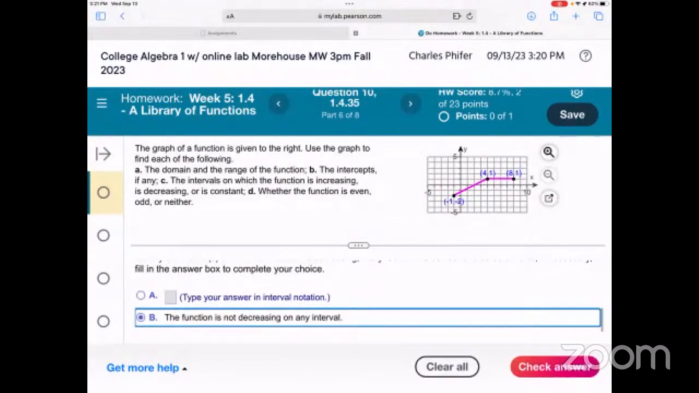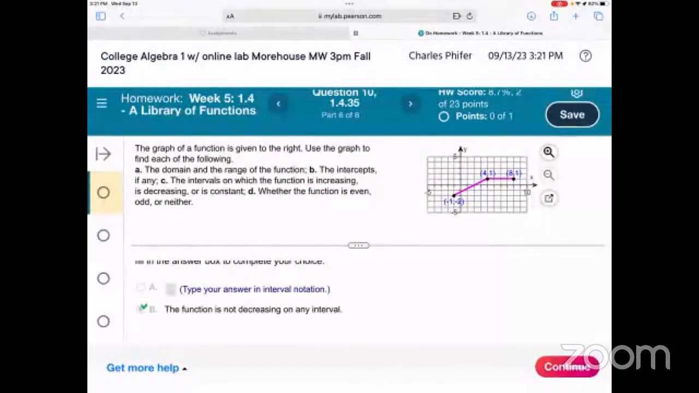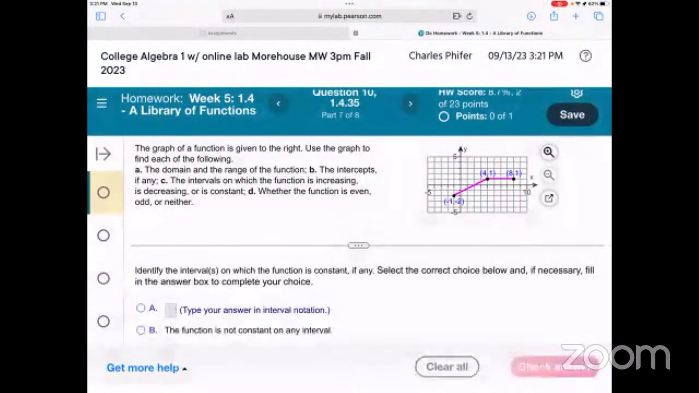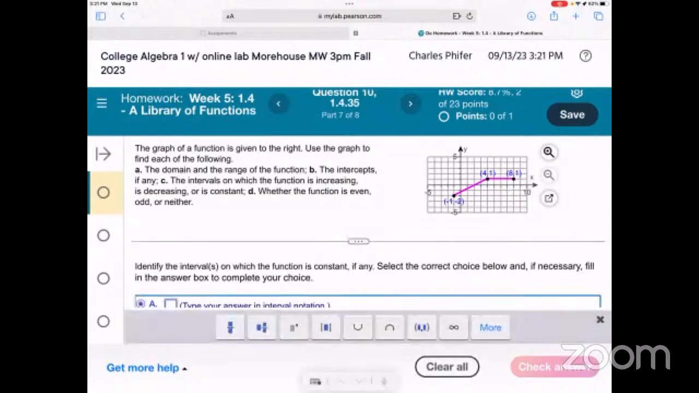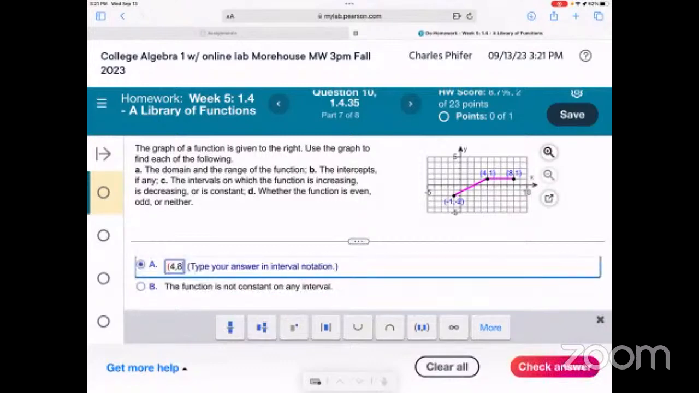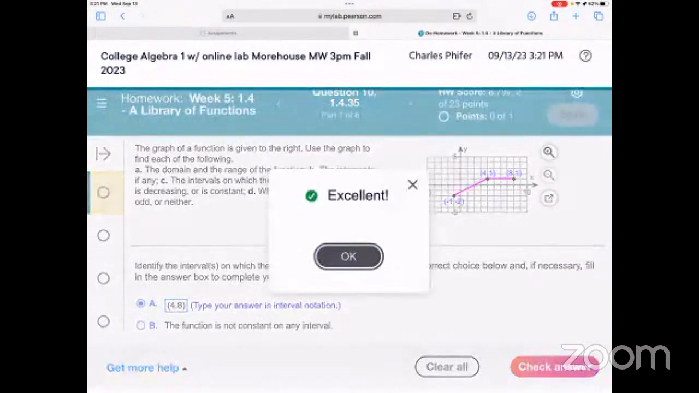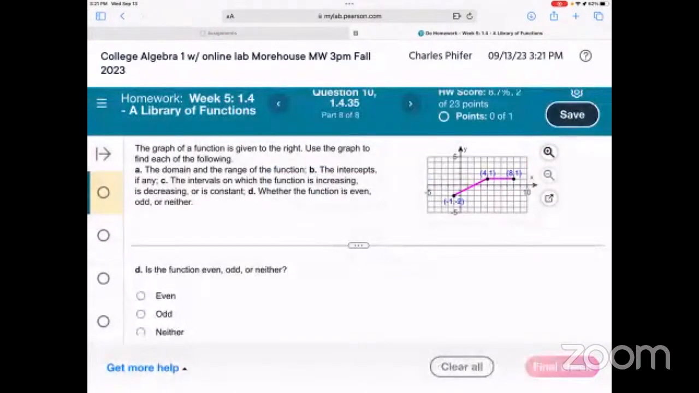And then constant: it is constant as x goes from 4 to 8. So right here, parentheses 4, 8. So even means y-axis symmetry, odd means origin symmetry. This has neither of those, so we're going to go with neither.